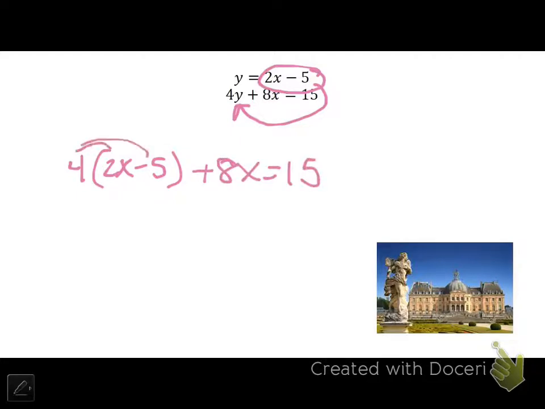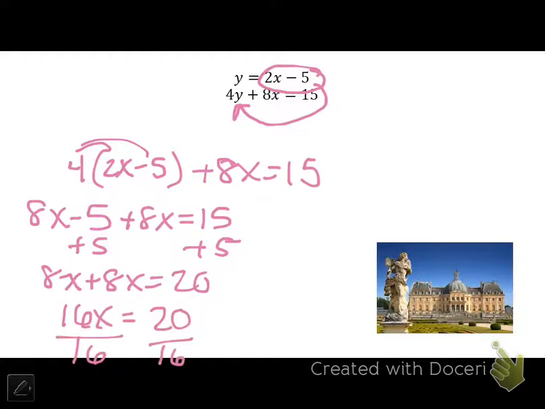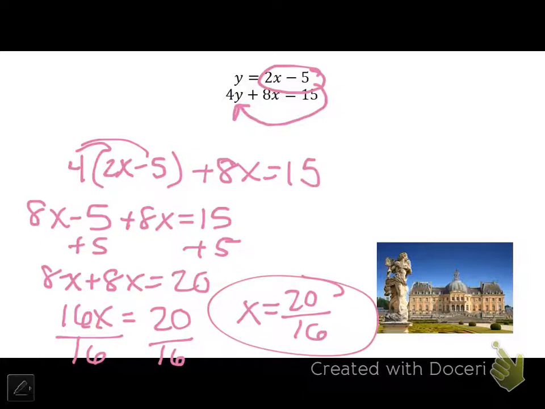Okay, distribute, so we get 8x minus 5 plus 8x equals 15. I'm going to go ahead and add 5. 8x plus 8x equals 20. 8x plus 8x is 16x. Divide by 16. So that one's an ugly fraction. I'm not going to make you plug it in. You should not get problems that are going to be this difficult, but normally you'd plug it back in and solve to see what y is.